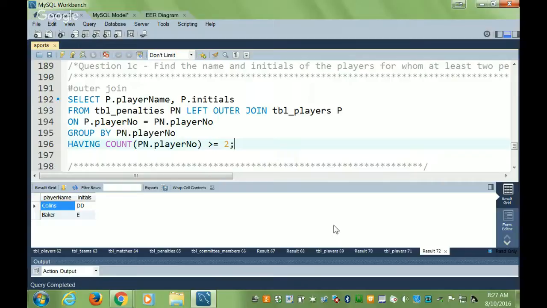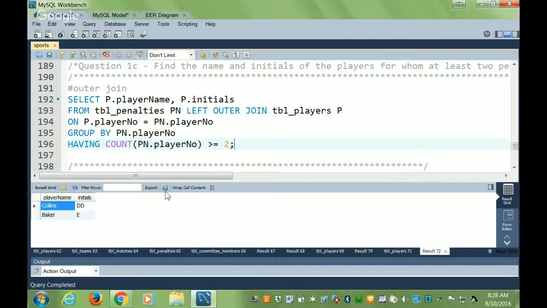And look at the last one. There they are, Collins and Baker. Right? So the concept is not that tough. You just have to think: what tables do I need? What fields do I need to pick up? What is my joining condition? And then after I join, which records do I need to pick up?